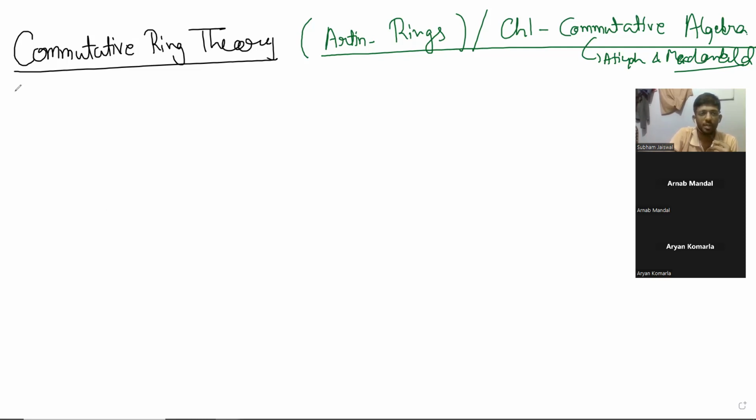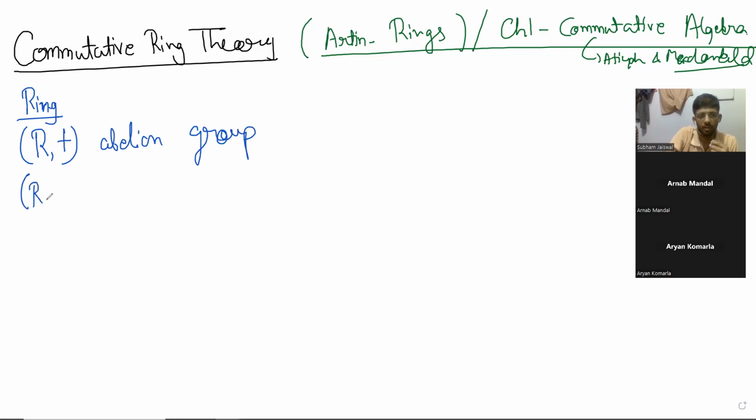So first is a ring, right? Definition of a ring. And obviously here the ring means a commutative ring. So what is this? This is a set R, and this is an abelian group, so it has inverses and everything. And the multiplication is just a multiplication with an identity, nothing else. It is a commutative monoid.